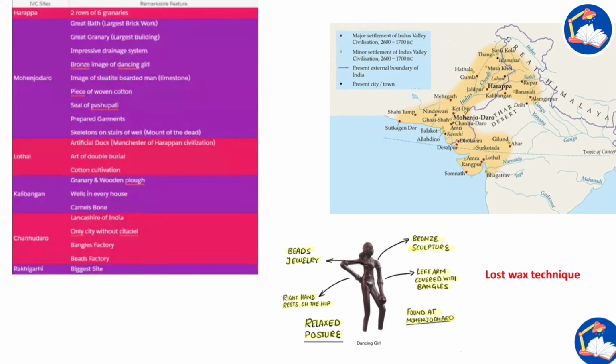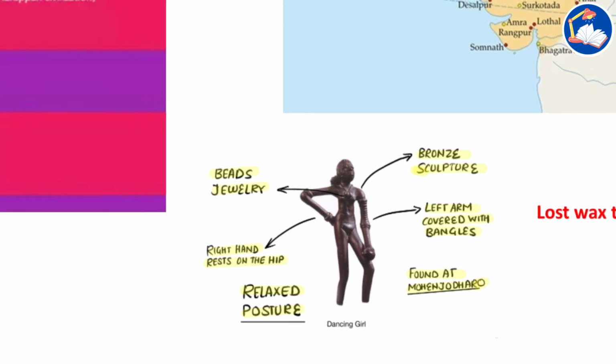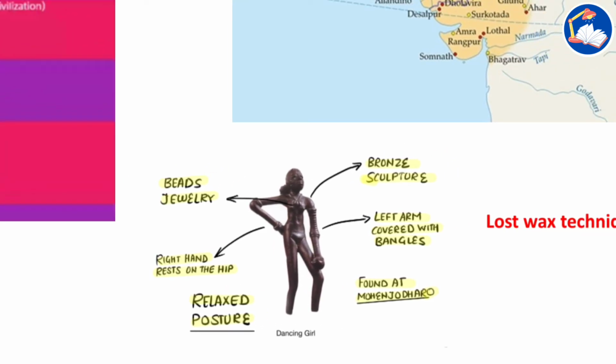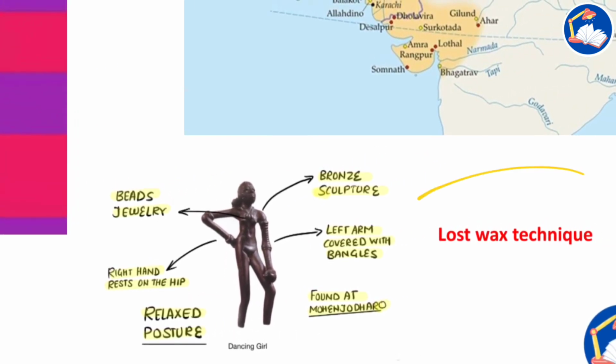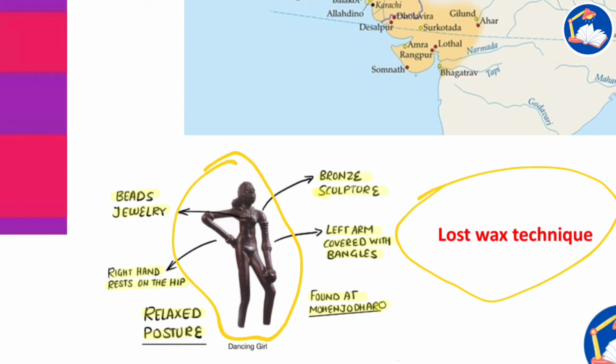Going back, this is the dancing girl sculpture. It is made using the lost wax technique. In the lost wax technique, firstly, this image was created with wax. Then on top of that, a mold was created. On top of the wax statue, the mold was covered.